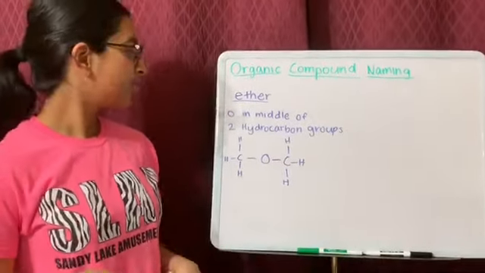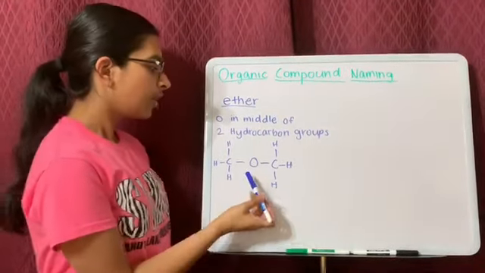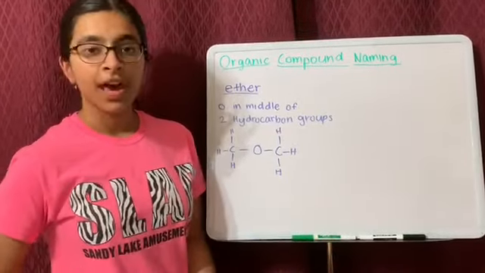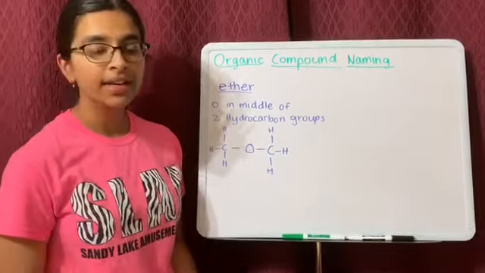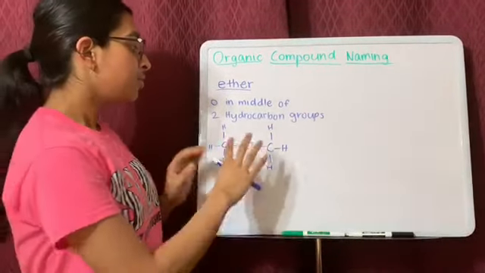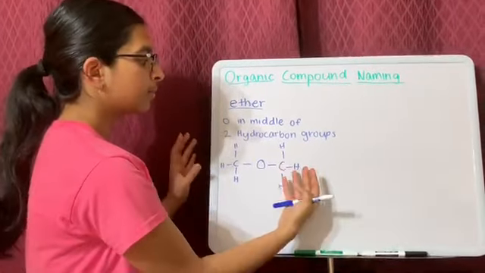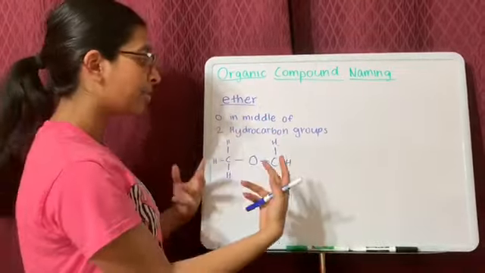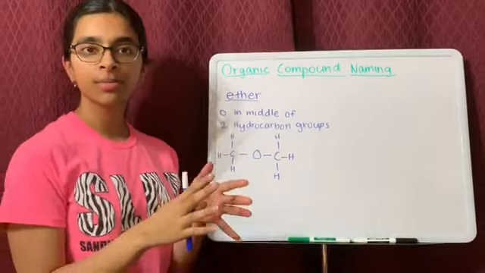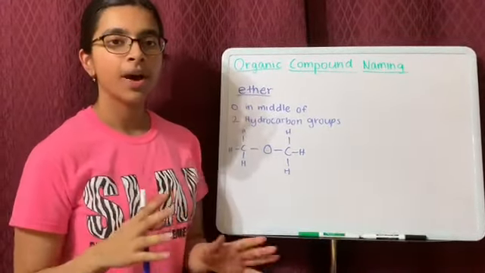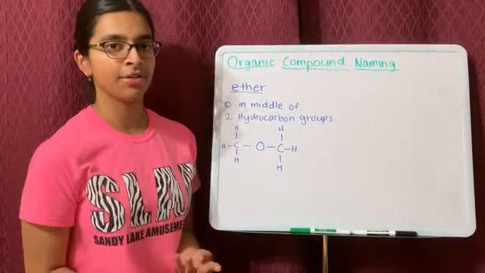So now let's talk about ethers. So an ether is basically an oxygen that's in the middle of 2 hydrocarbon groups. So this right here is going to be dimethyl ether because here's a methyl group, here's a methyl group, and they're separated by an oxygen. You can also have 2 different types of hydrocarbons on both sides of the oxygen. You could have a methyl group here and an ethyl group here, and then that would be methyl ethyl ether. So you always name the ether with the shorter hydrocarbon chain coming first, then the longer one, and then ether. If you have 2 of the same, of course, it would be dimethyl ether or diethyl ether or so on.